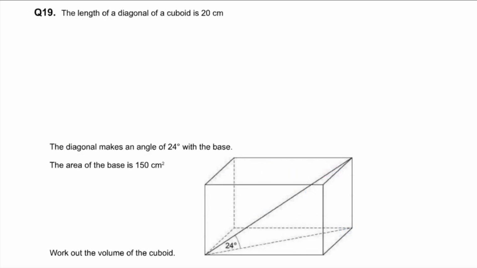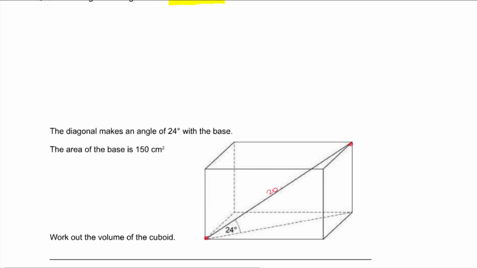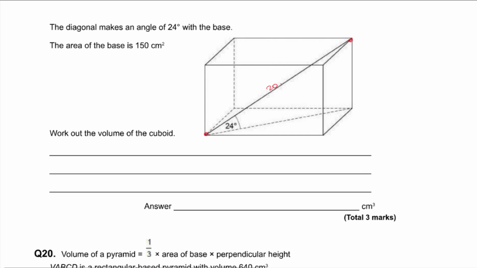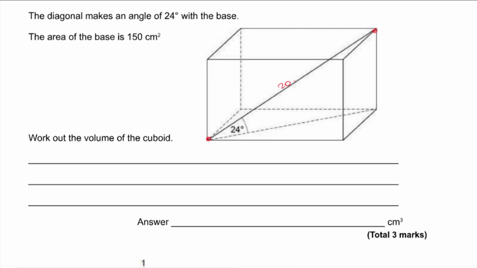Question 19, the length of the diagonal of a cuboid is 20 centimeters. Now here's an example again where there's information in the question that's not on the diagram. Okay, so always read it through and add it to the diagram as you go along. So the length of the diagonal, that's the long line going from one corner to the opposite corner. So that is 20 along there. Okay, the diagonal makes an angle of 24 degrees with the base. That is on the diagram. The area of the base is 150. That isn't on the diagram.